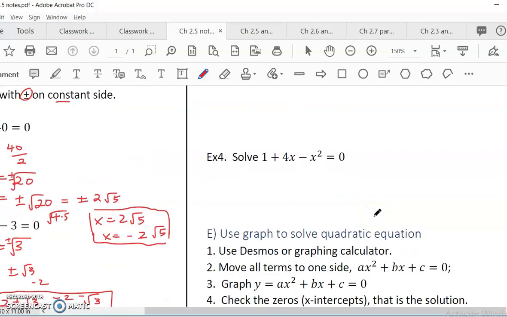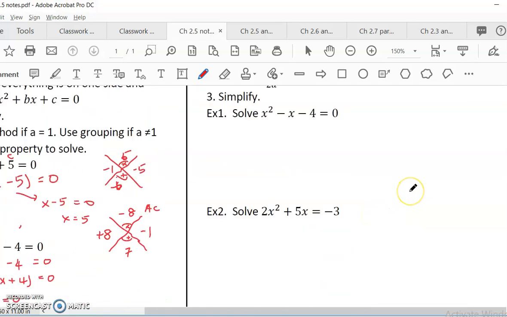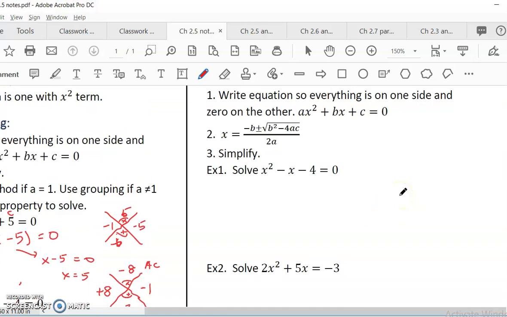Okay, so let's solve these few. I have 4 examples that I want to do. They would cover all different types of situations. So first is x squared minus x minus 4. Now when you solve a quadratic equation using the quadratic formula, make sure all your terms are on one side. Write the equation so everything is on one side and 0 on the other. So it has to be all the quadratic equal to 0.